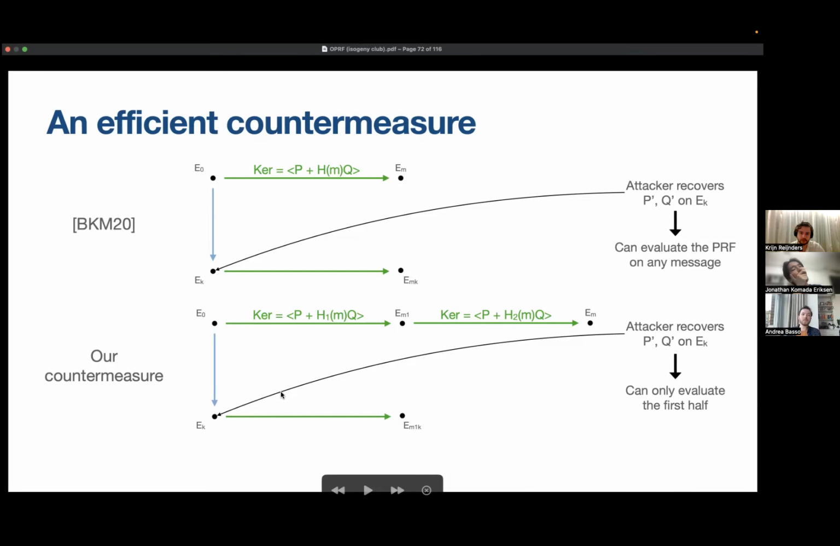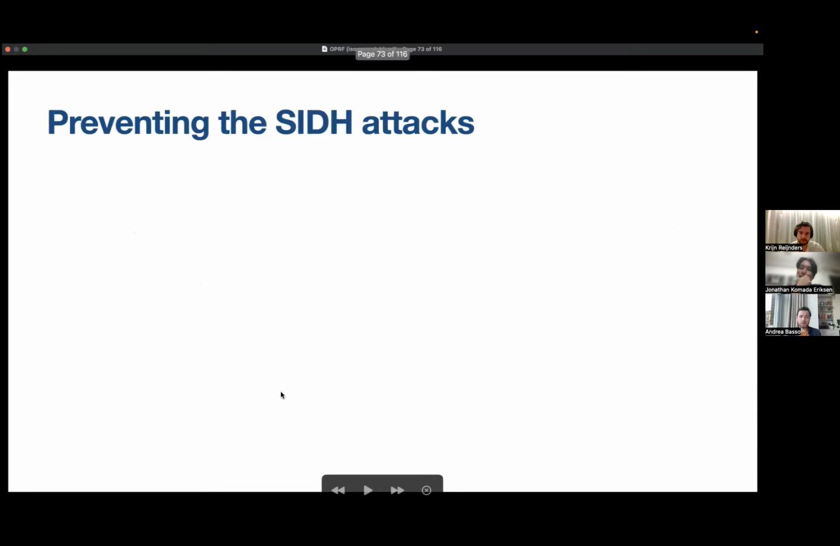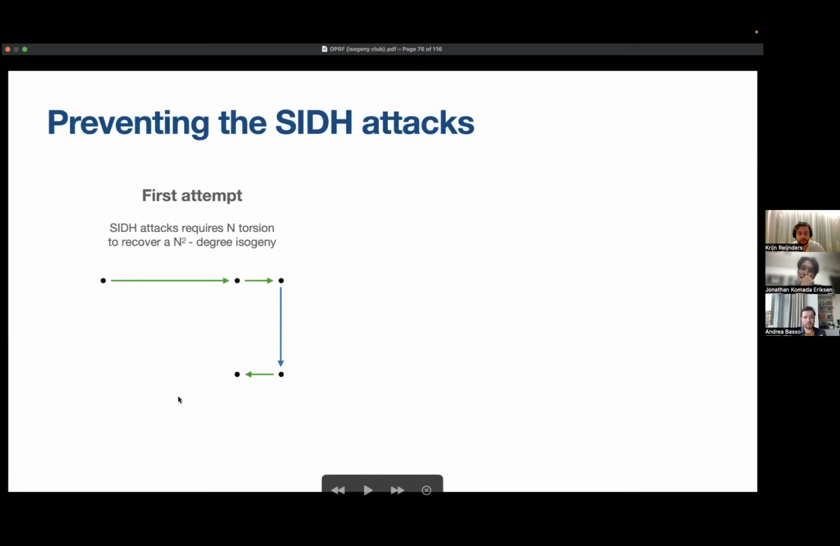Now that we've seen how to protect from one attack, we turn our attention to the next. How do we prevent the SIDH attacks? A first attempt was based on exploiting the specifics of the OPRF construction. We know that SIDH attacks require torsion information of order n to recover an isogeny of degree roughly n squared. And in the OPRF construction, we have something like this, right?